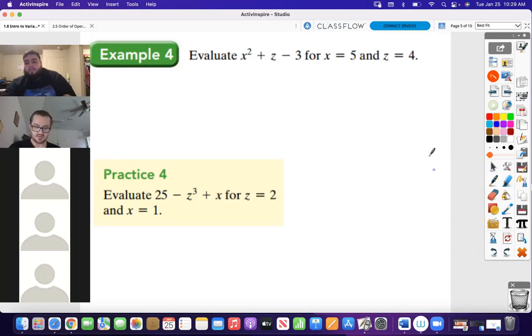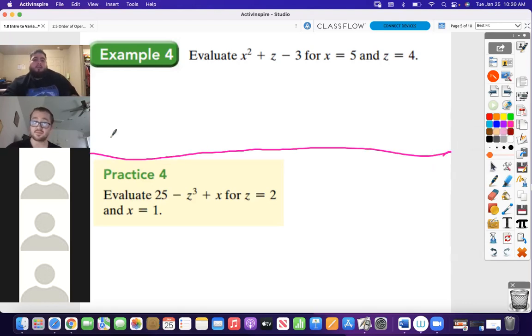All right. Let's take a look at example 4, class. So the expression says x squared plus z minus 3, right? Here we have x is 5 and we have z is 4. So I'm gonna go ahead and plug those values in. So then we're gonna get 5 squared plus 4 minus 3.